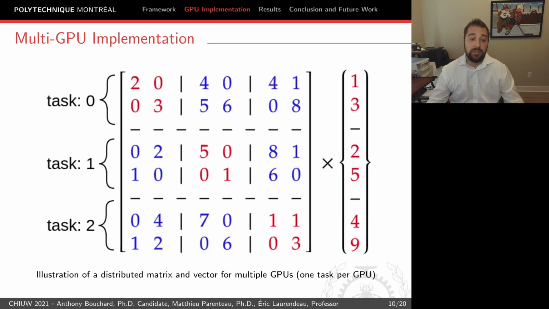For the multi-GPU implementation, each grid zone is assigned to a GPU. So here is an example of a matrix vector multiplication done on multiple GPUs. Each task computes the local part of the resulting vector, where the red values represent local blocks and blue values represent the off-diagonal blocks that interact with values belonging to a different task, which creates a communication point.